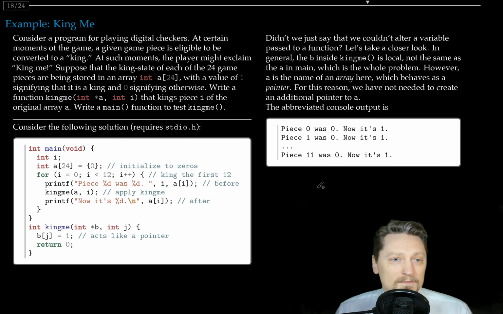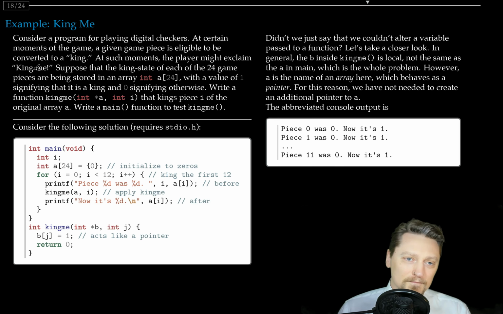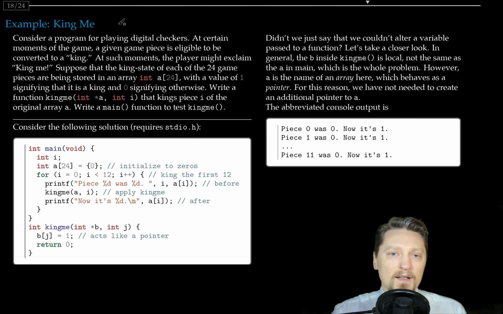For example, king me. Consider a program for playing digital checkers. At certain moments of the game, a given game piece is eligible to be converted to a king. At such moments, the player might exclaim, "King me." Suppose that the king state of each of the 24 game pieces are being stored in an array int a24, with a value of 1 signifying that it is a king and 0 signifying otherwise.